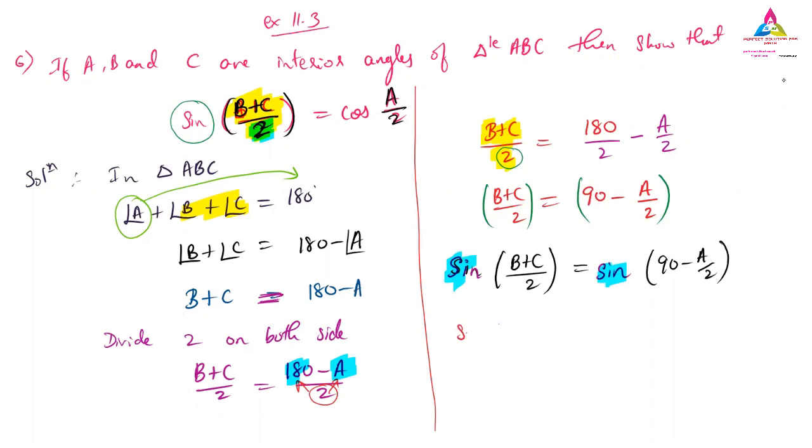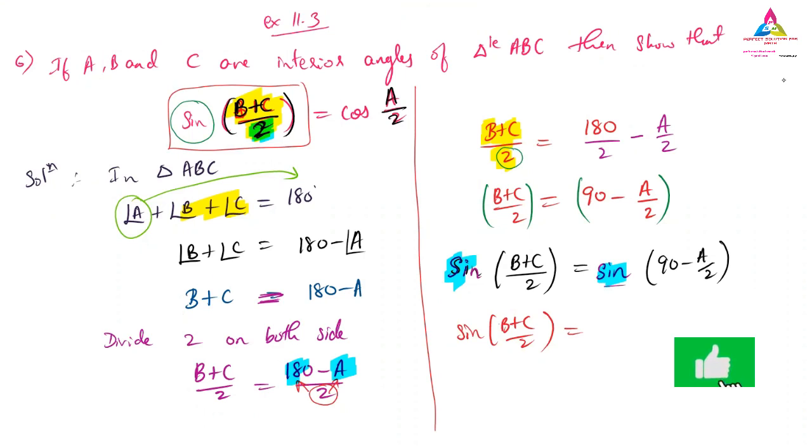So sine of (B plus C) divided by 2 stays as it is, because that is the left hand side. We will now see the right hand side. The function is in the form of sine of (90 minus theta). What is sine of (90 minus theta)? It is cos theta. In place of theta, what do we have?